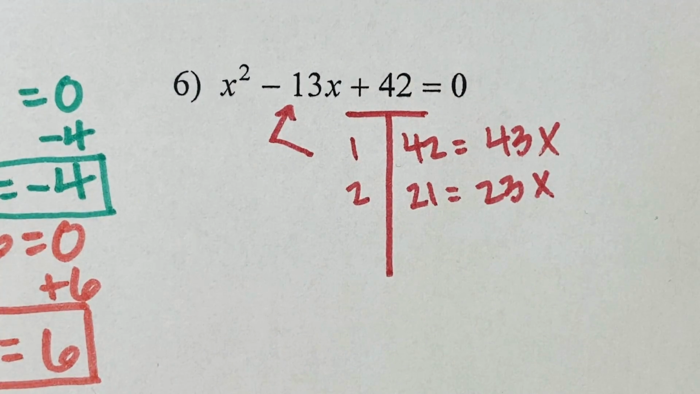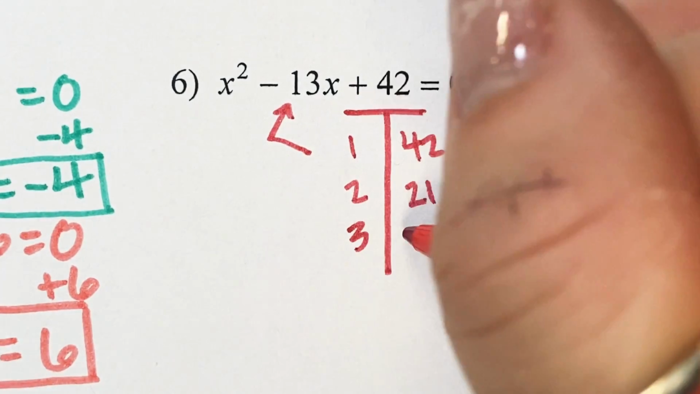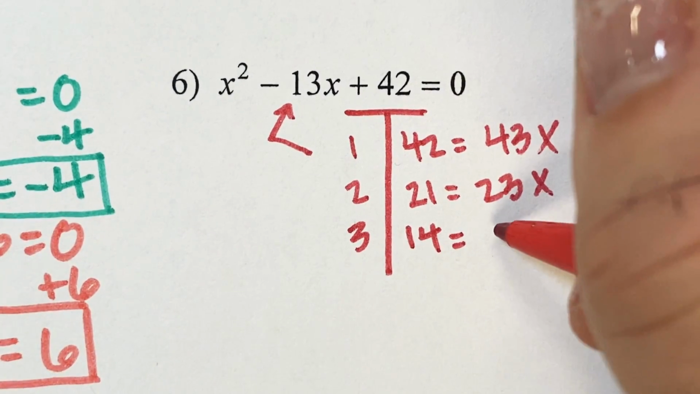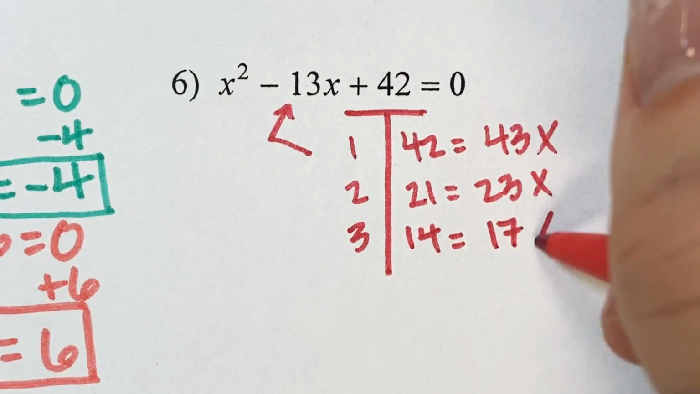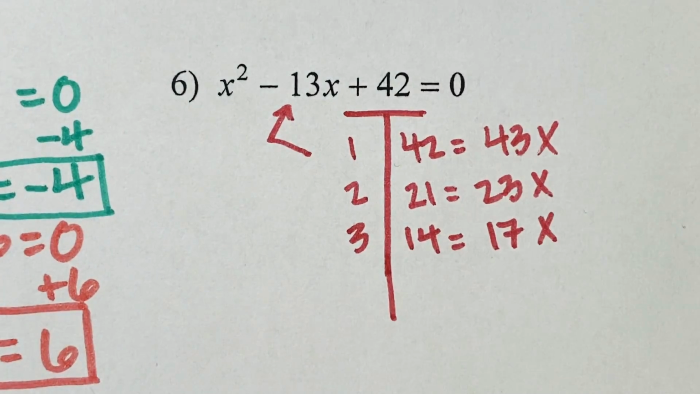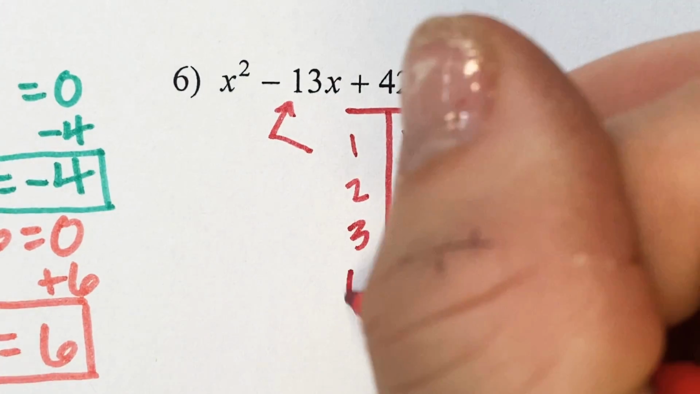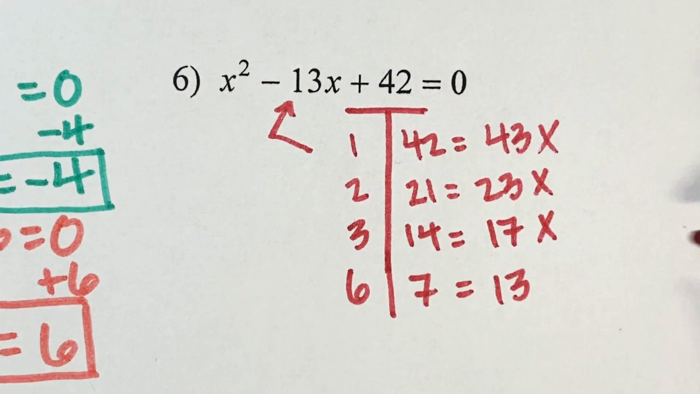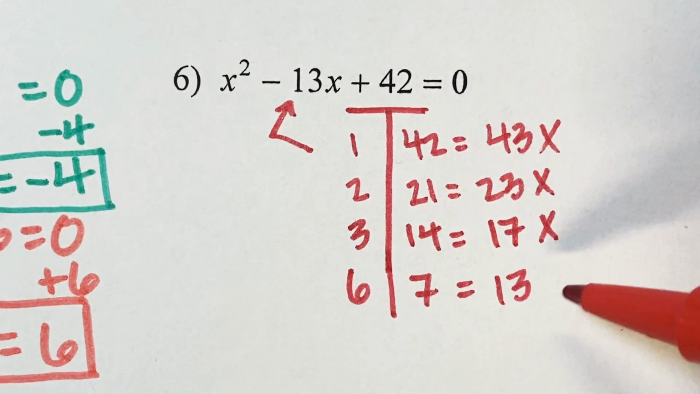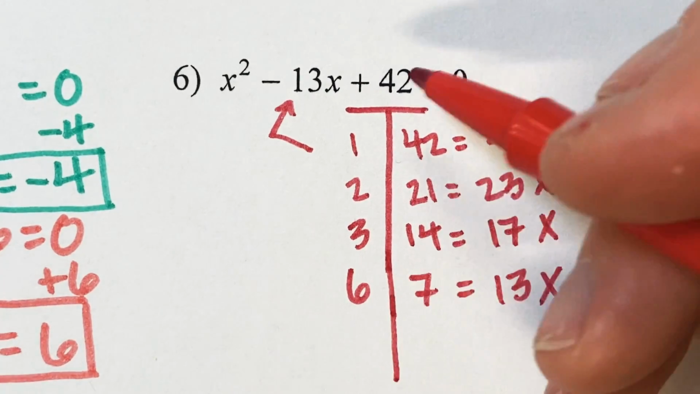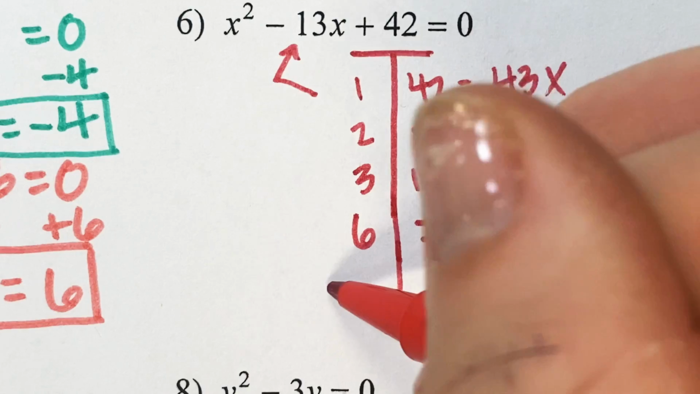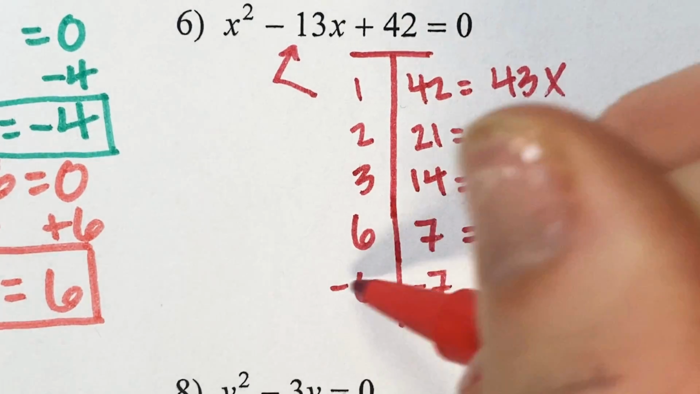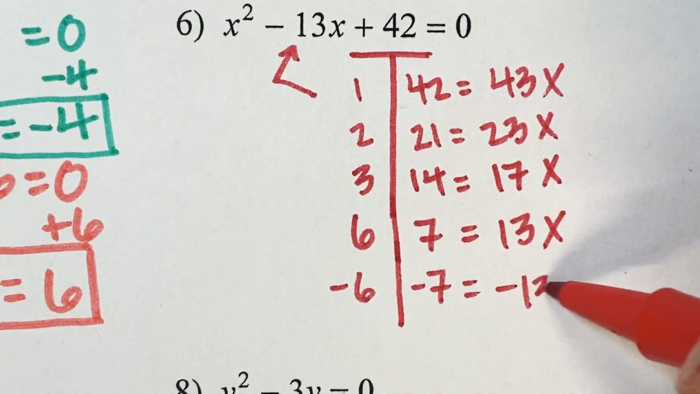Okay, 42 divided by 3, let me see. 42 divided by 3. So 3 and 14, that's going to give me 17. No, we're getting close though. Okay, 4 doesn't go into it. 42 divided by 6. 6 times 7. 6 plus 7 gives me a positive 13. Okay, we're close. We need a negative 13. But remember, to get a positive, you can always multiply a negative times a negative. Now I get my negative 13.